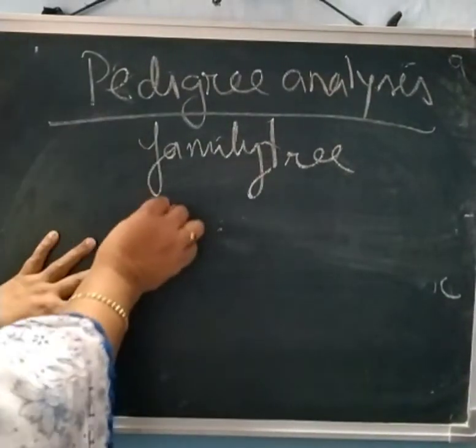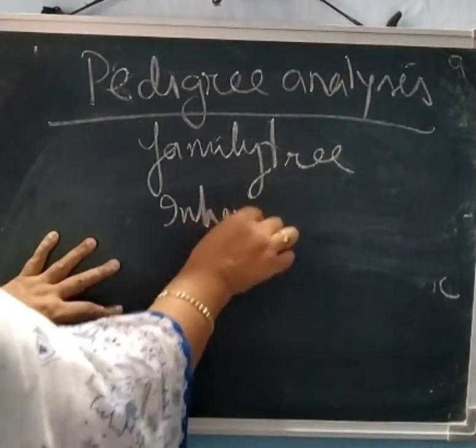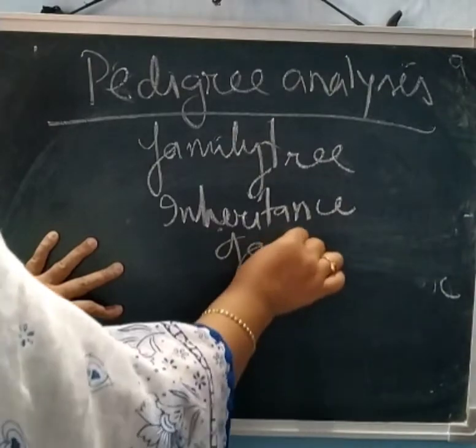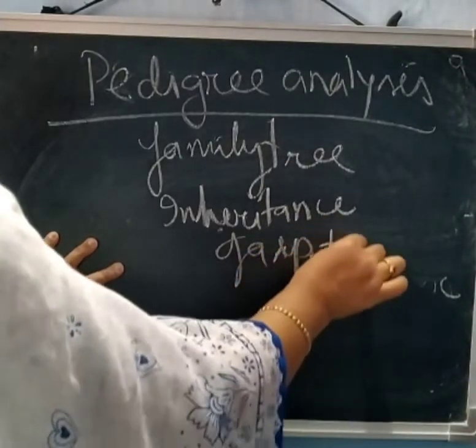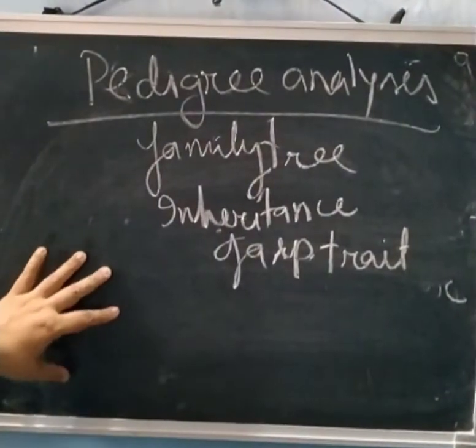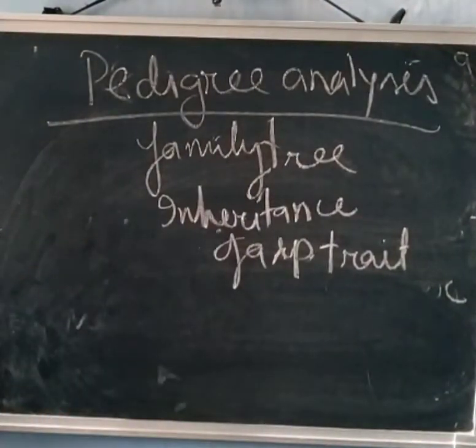So what is its objective? It helps us to study the inheritance of a specific trait, that may be an abnormality or disease. Now this can be studied, and lots of symbols are used.